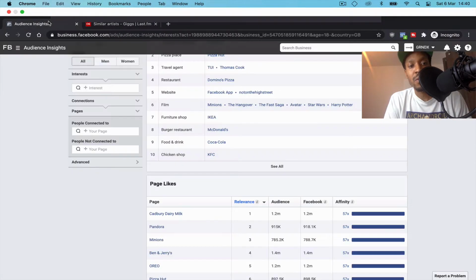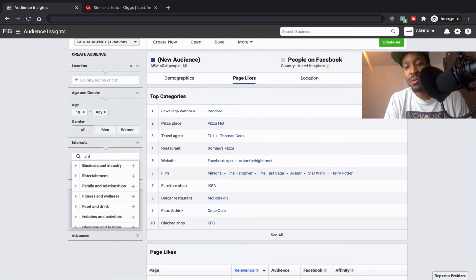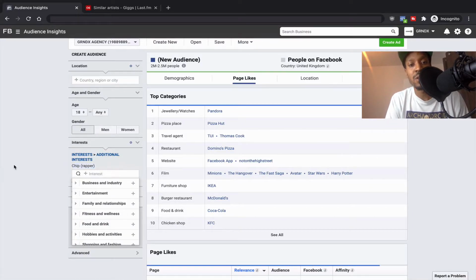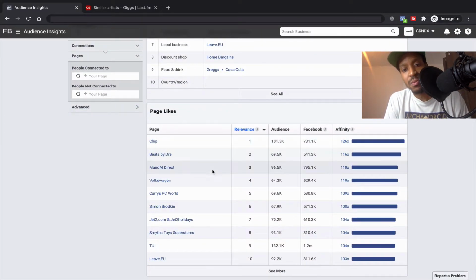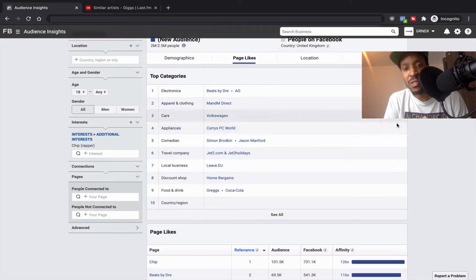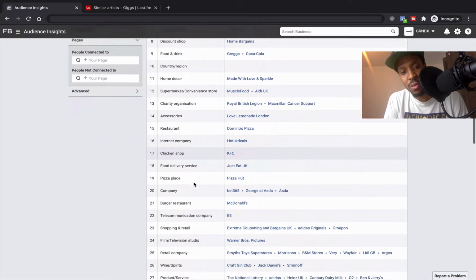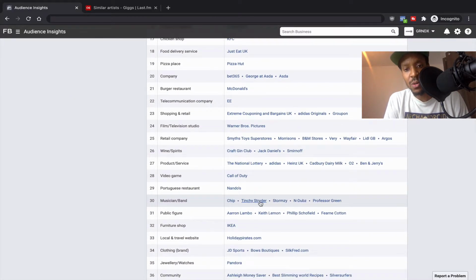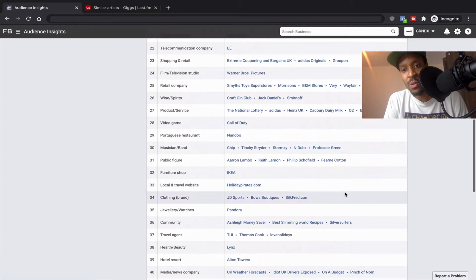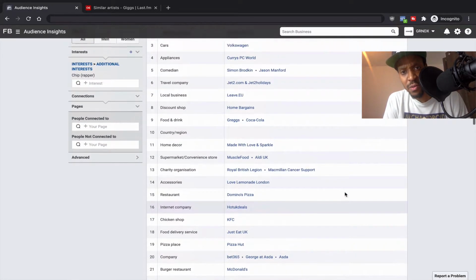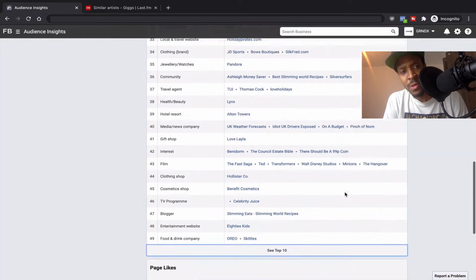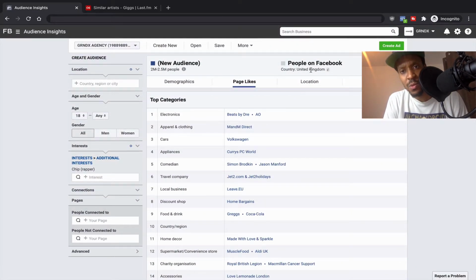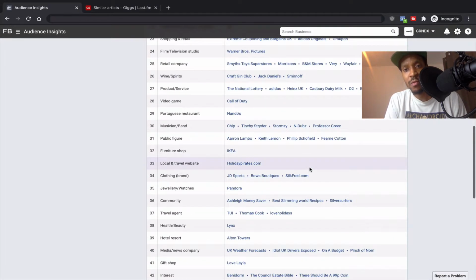So Chip has popped up. If we type in Chip Rapper here, you can see, because sometimes it could be something else. If you type that in, we've got Chip. Doesn't have too much data on him for some reason, but we'll look for music and brands. Okay, so it's got Chip, it's got Tinchy Strider, Stormzy, Professor Green. See if there's any other artist stuff that pops up. The Chip tagged in by himself, yep. It's UK. Audience size 2 to 2.5 million people that it's looking through.